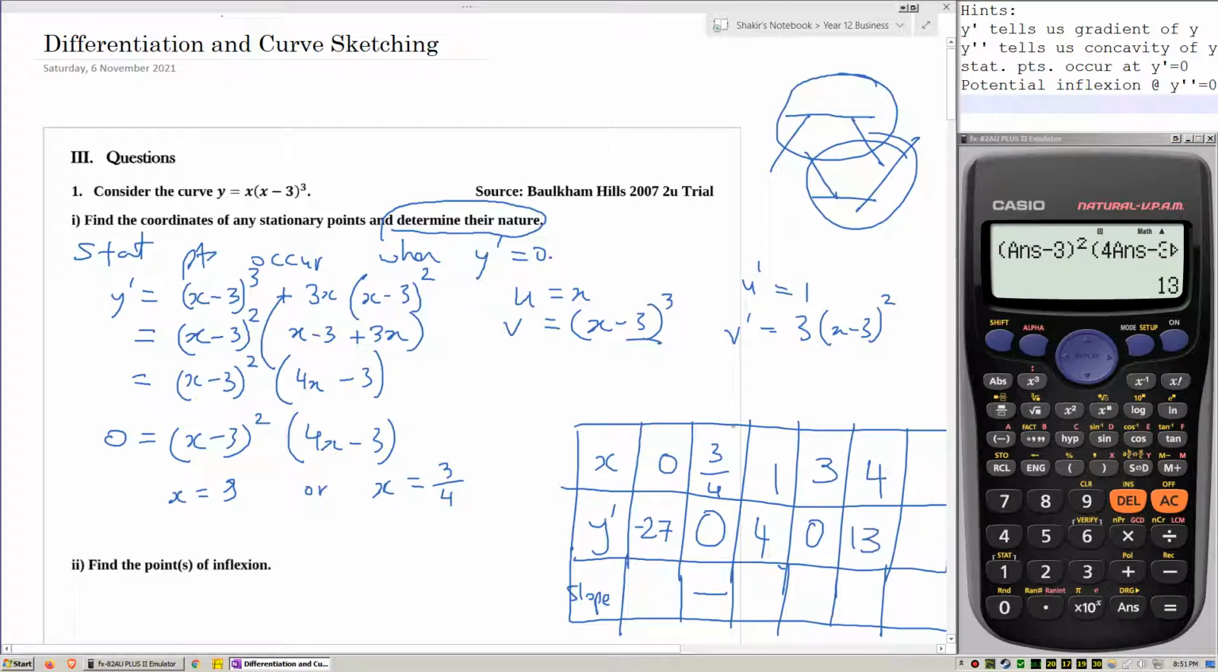Anyway, so what will my slope look like if my gradient is negative 27? It's going to be a grossly negative gradient, right? Something like that. 4 is positive, so it's going to be like this. At 0, it's horizontal. At 13, the gradient is going to look like this. And so, which pattern do I have and where? So you need a negative gradient, 0, then positive gradient, 0, and negative, or negative gradient, 0, positive gradient.